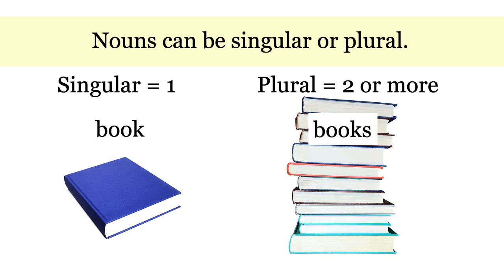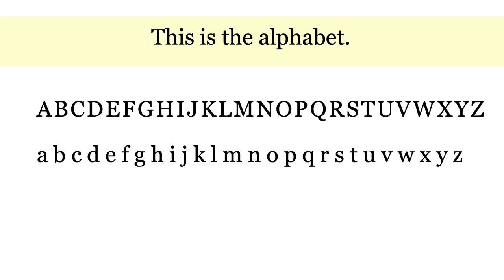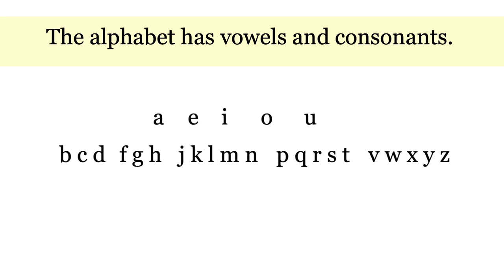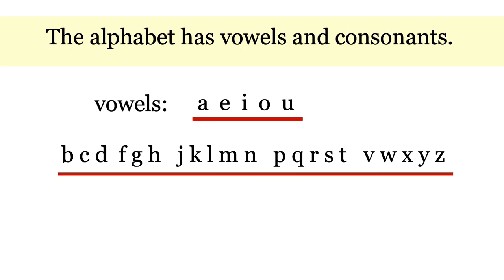Before we go on with nouns, let's look again at the alphabet. This is the alphabet. You already know about capital and lowercase letters. Let's look at another kind of letter. The alphabet has vowels and consonants. A, E, I, O, U. These are called vowels. Every word in English has at least one vowel. All of these other letters are called consonants. We need to know this for some spelling rules we will talk about in a moment.